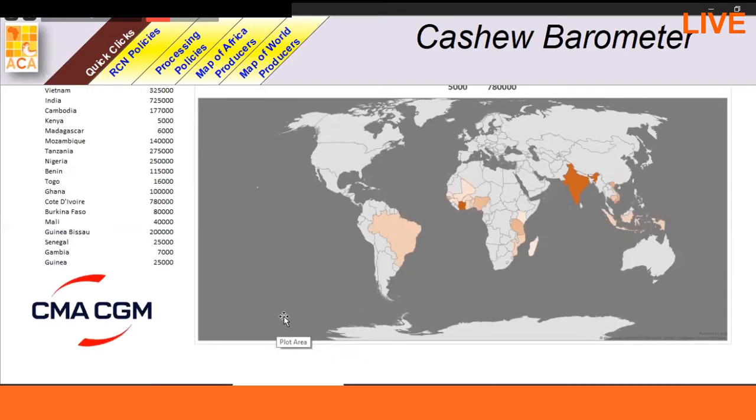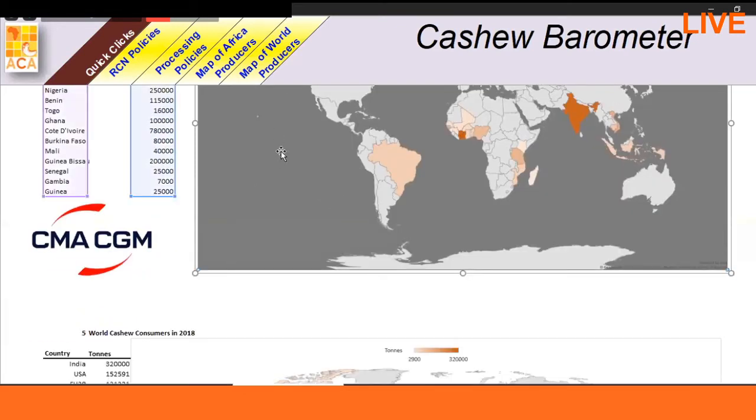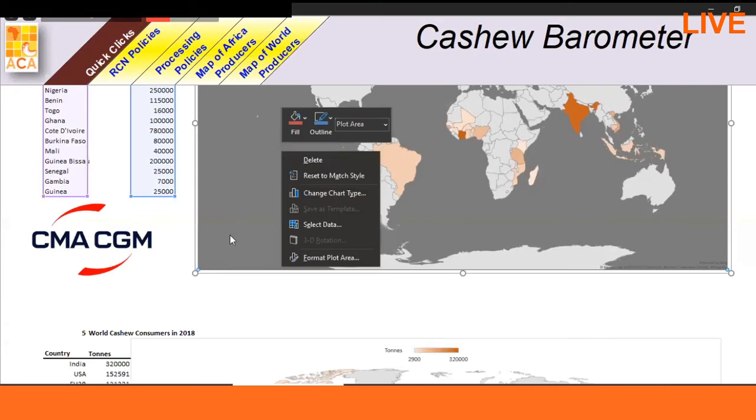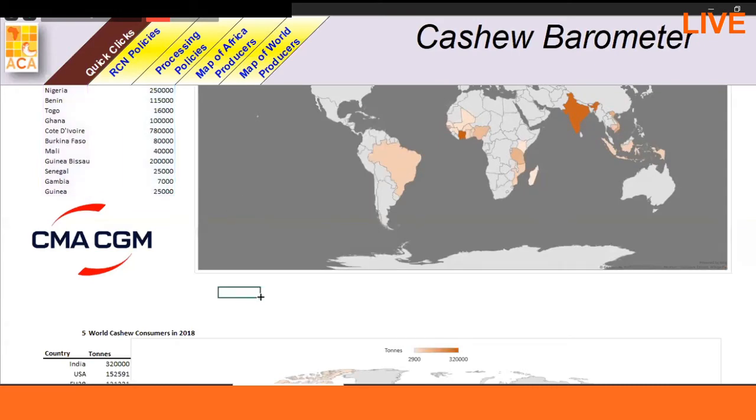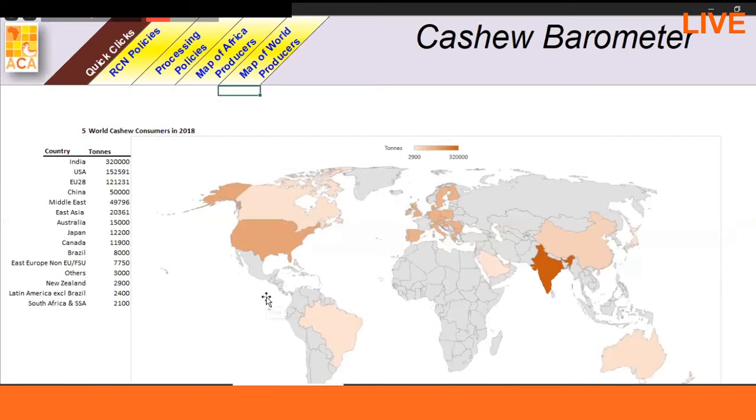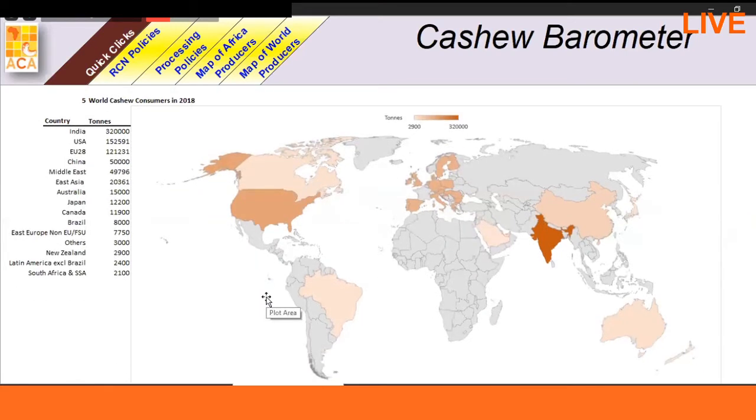And all these maps can be used, copied directly. You right-click, you copy, and then you use it for the report you want to use. And then finally, we also have information on consumption.